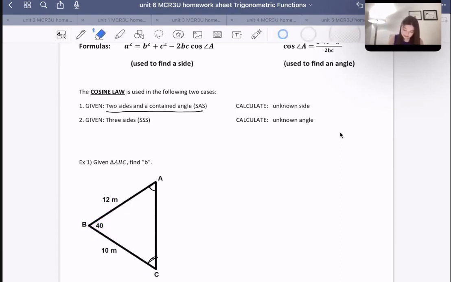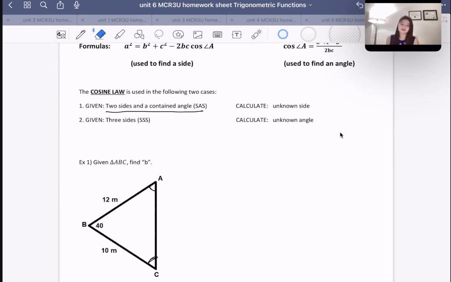Now, this does not apply to situations where we have two angles and one side, because in any situation where we have two angles, it's very easy to find the third angle, using the fact that all three angles must add up to 180. So this only applies when we have two sides and a contained angle. This does not apply in situations where we have two angles and a contained side, because we can easily find that third angle, and therefore we can just use sine law. And doing that extra small calculation with sine law is still a lot simpler than using cosine law.